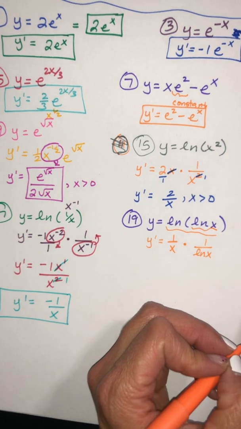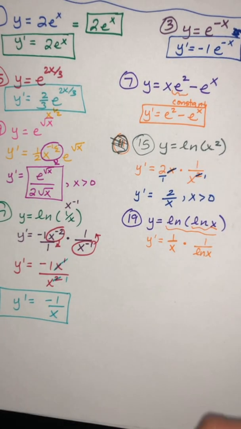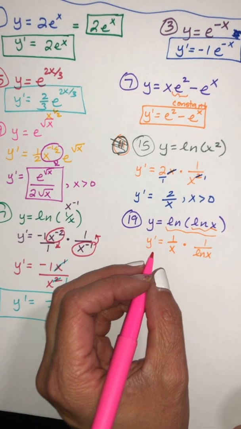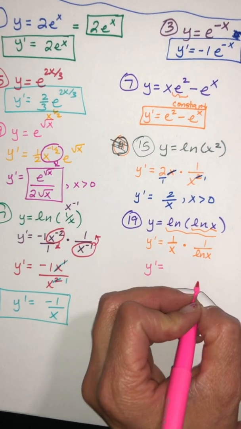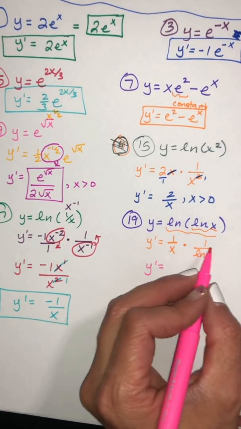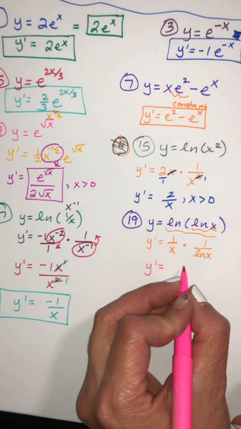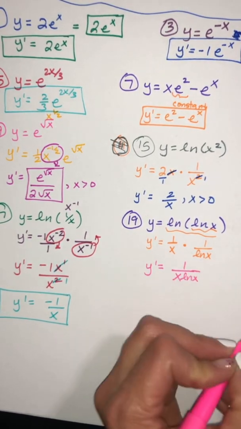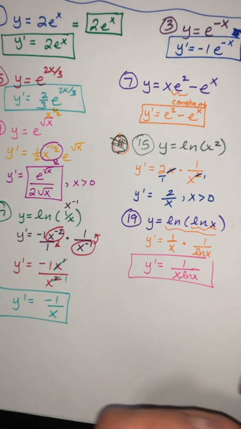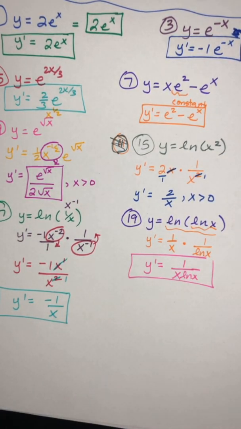Be careful about not overthinking these problems. Don't overthink them, they're easier than they seem. So y prime equals 1 over x times 1 over natural log of x, which is just 1 over x natural log x. That's it. These are not bad at all.